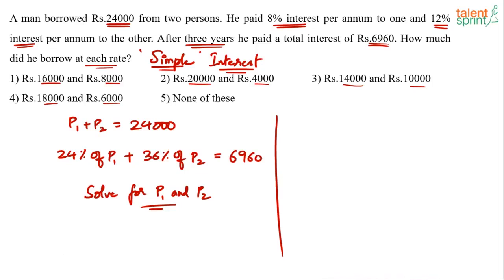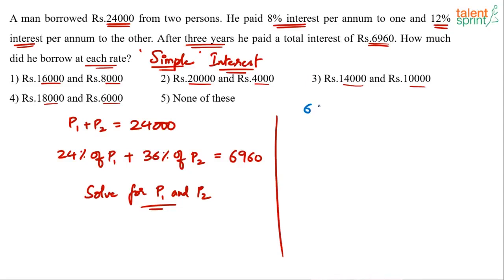Allegation rule. What is the allegation rule? See, the allegation rule goes as follows. You can refer to the miscellaneous videos on allegation, where you will find the detailed process. It works as follows. First of all, find out 6,960 is what percentage of 24,000. For the allegation rule to be applicable, you should know 6,960 is what percentage of 24,000.